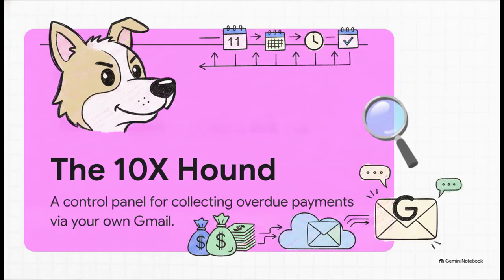To put it in plain language, without any marketing hype, the 10x Hound is basically a control panel for collecting overdue payments. It's a Google web app tied directly to a Google Sheet that lives entirely in your own Google Drive. The workflow is simple.